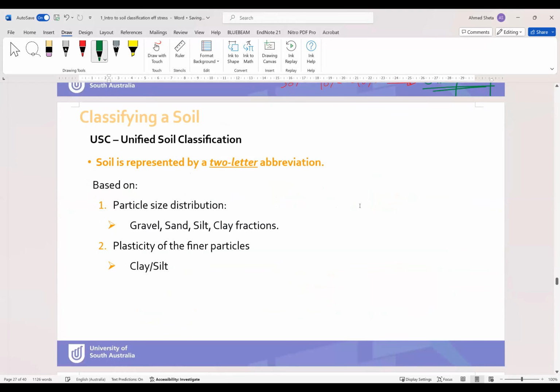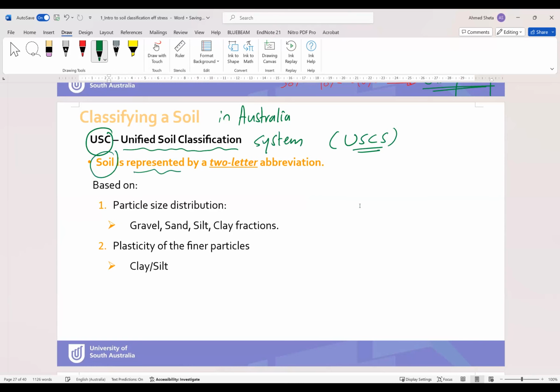Okay. The system we are using here in Australia is the USC or Unified Soil Classification System, and also it can be known as USCS, which is called the Unified Classification System. In this system, the soil is represented by a two-letter abbreviation based on two criteria: the particle size distribution or the plasticity of the finer particles, clay or silt.